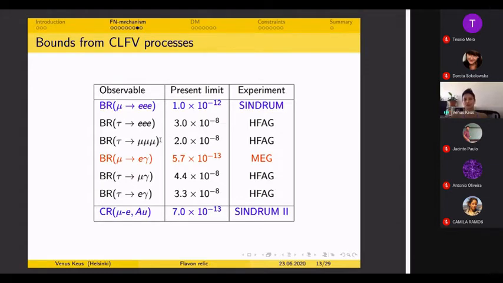But you see that the bound they have on the branching ratio of these processes is not as constraining as the mu to E gamma branching ratio, which is 10 to minus 13. You also have the mu to E conversion, which is a process that takes place near, let's say, a gold atom. These bounds are strong, but depending on your model, one of these processes is the most constraining.